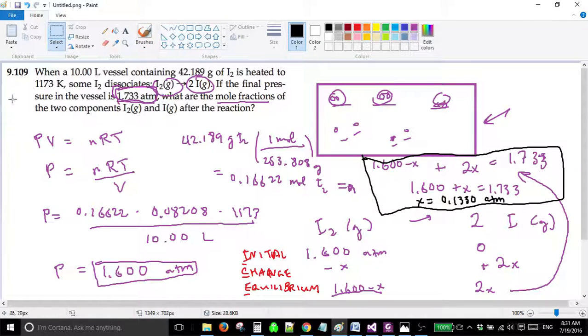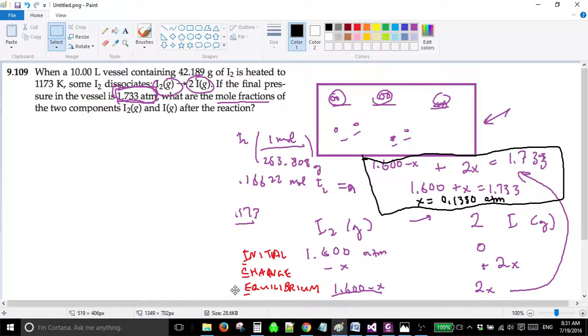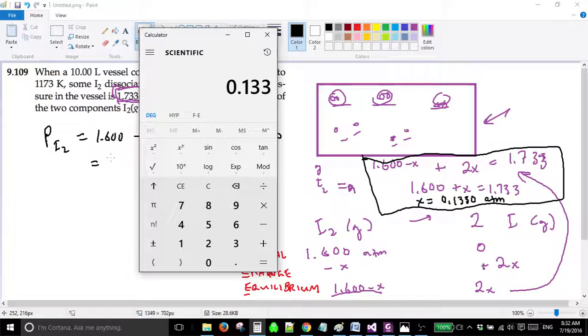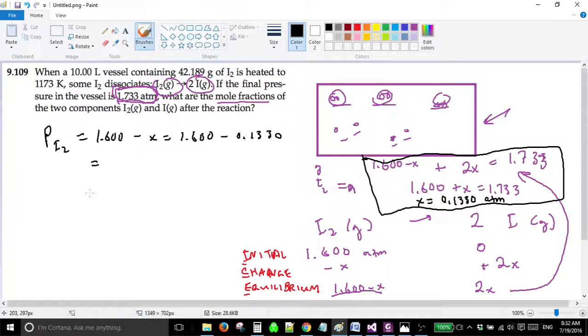Well, let me make some space here, and you can figure this out with me. So, if x is 0.1330 atmospheres, then that just means that the partial pressure of I2 is 1.600 minus 0.1330. So the partial pressure of molecular iodine is 1.600 minus x, which is 1.600 minus 0.1330. And this is in atmospheres. And so that is 1.467 atmospheres. You should do this on your calculator too, if you're following along.